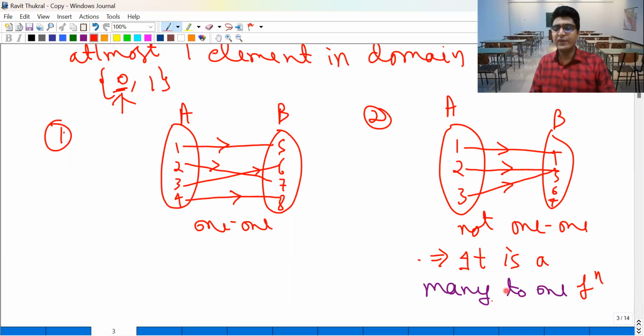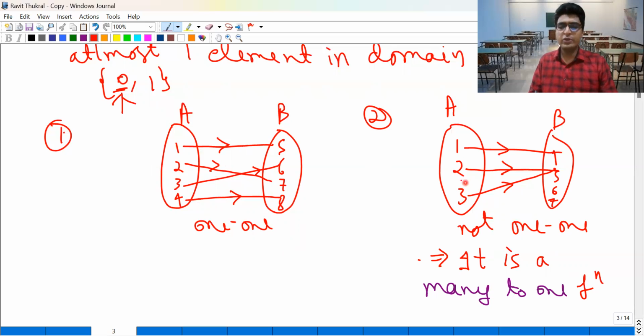So why is it a many-to-one function? You can see here, 1-1: what is 1-1? Each element in the domain is associated to one element in B. 1-1 relation, 1-1 relation, 3 to 6, 4 to 8. Okay, so it is a 1-1 relation.